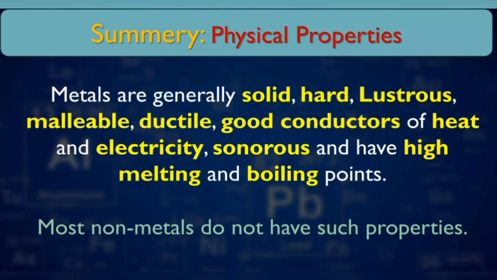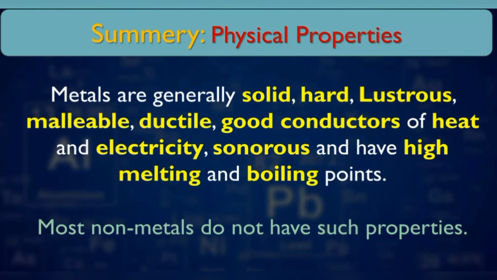Now we will summarize our topic. So coming to the summary, we have studied about the physical properties of metals and non-metals. So look at the physical properties of metals. Metals are generally solid, hard, lustrous, malleable, ductile, good conductors of heat and electricity, sonorous, and have high melting and boiling points.